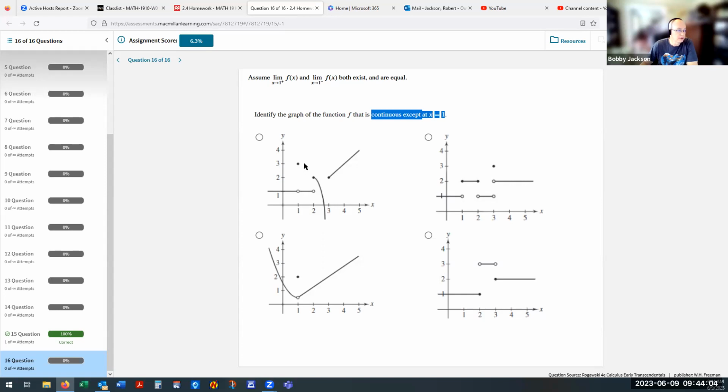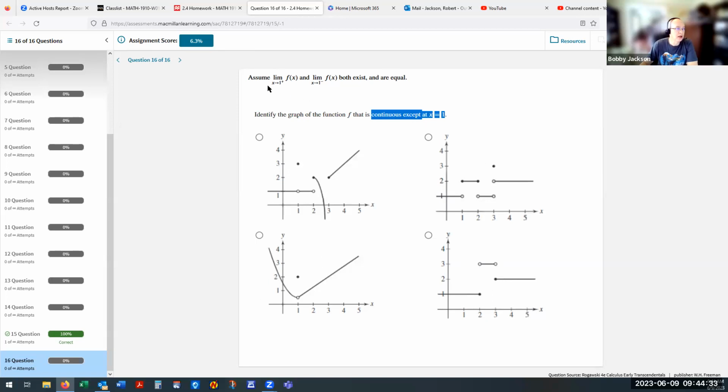Okay, so it's not continuous at 1, but it's also not continuous at 2, right? The limit doesn't exist at 2, and it's not continuous at 3. So this can't be continuous everywhere except for 1. So this can't be the case. Same thing here. We're discontinuous at 2, discontinuous at 3. So none of these three could possibly be continuous everywhere except x equal 1. The only one is this one.